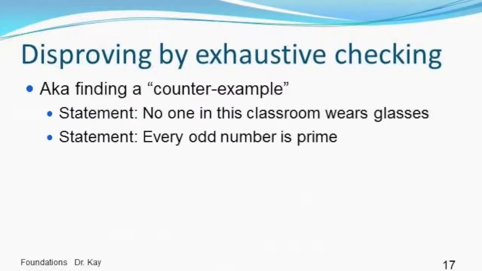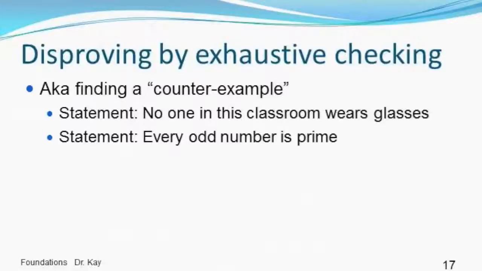We can also disprove by exhaustive checking. I mean, that's just finding a counterexample, right? If I make a statement that says, no one in this classroom wears glasses, we can look at every single person in the room, and if there's somebody in the room wearing glasses, we can disprove that statement. Similarly, the statement that every odd number is prime, well, we can start looking, and if we can find any sort of counterexample, then we're good. There are in fact an infinite number of odd numbers, but if we find an example of an odd number that's not prime, then we've disproven the statement.